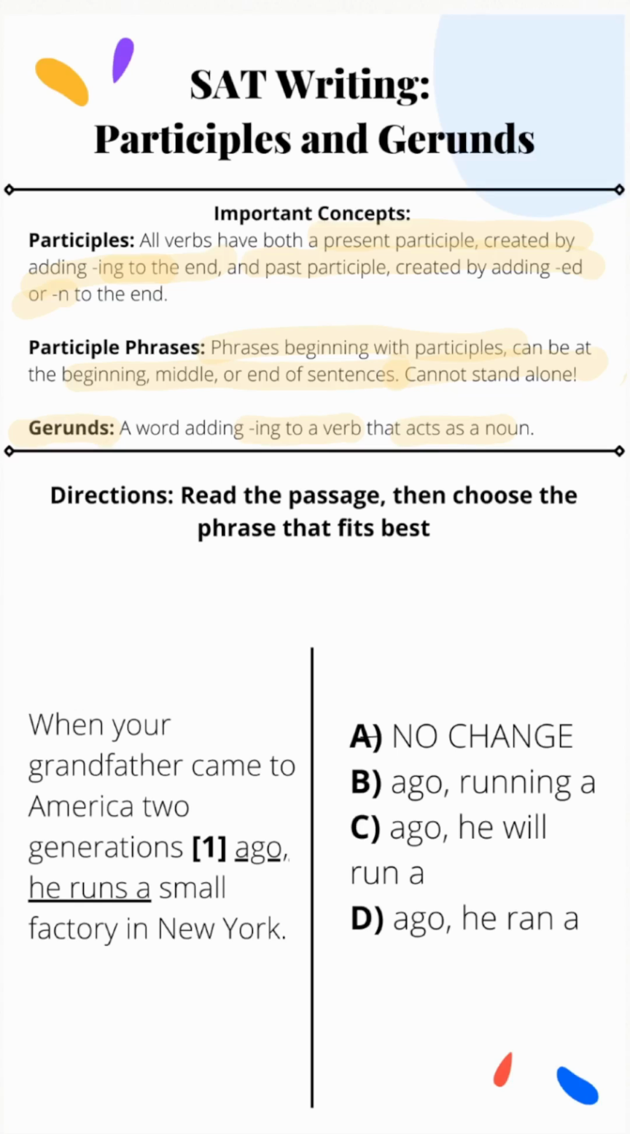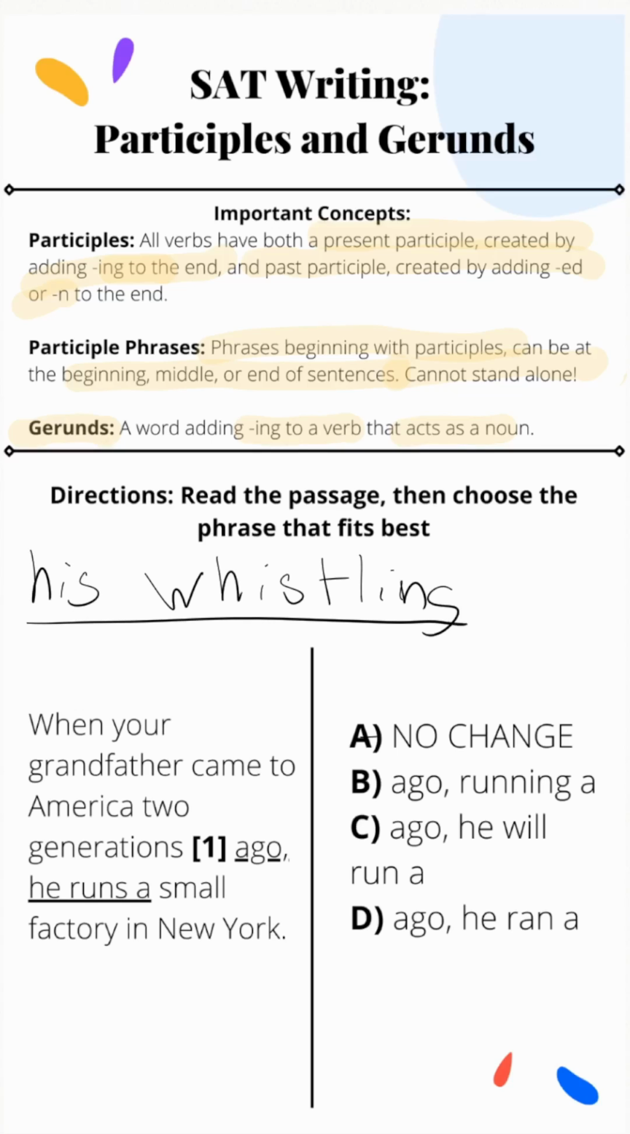So let's say, for example, you have the verb whistle. You've conjugated it to whistling. Now, if you put it just by itself, you'll think of the verb whistling. "He is whistling." But if we put "his" in front of it, "his whistling," that is now a noun. We're using that as a subject.